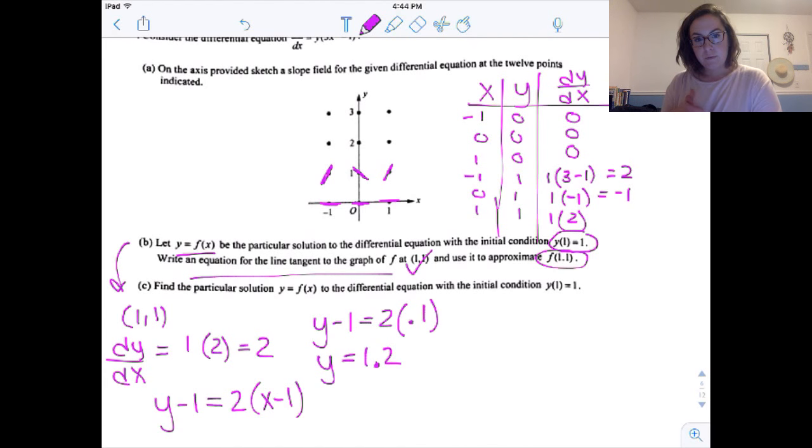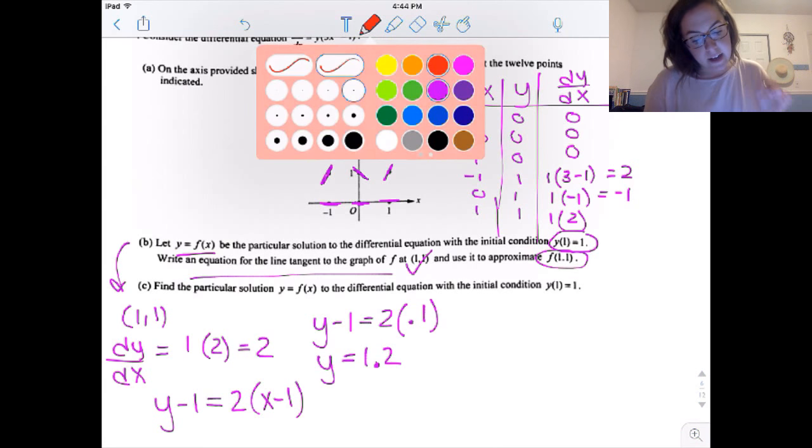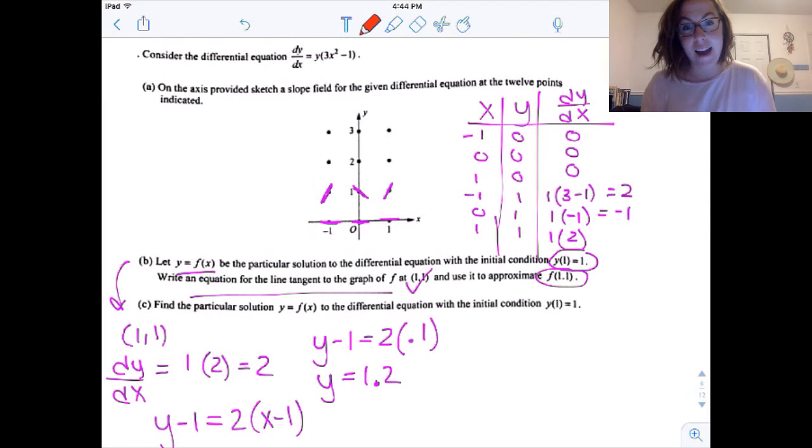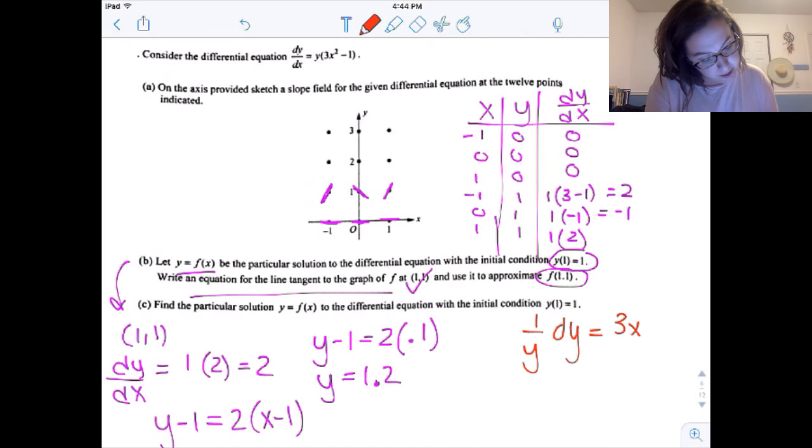Okay? And then let's say they asked us to do part C. So part C says, find the particular solution. So now I actually want to find it, right? Plug it in, find it. So this is separable, which FYI, it's the only method you learn in AB, so they should all be separable. So I'm going to separate it. So it would be 1 over y dy equals 3x squared minus 1 dx.